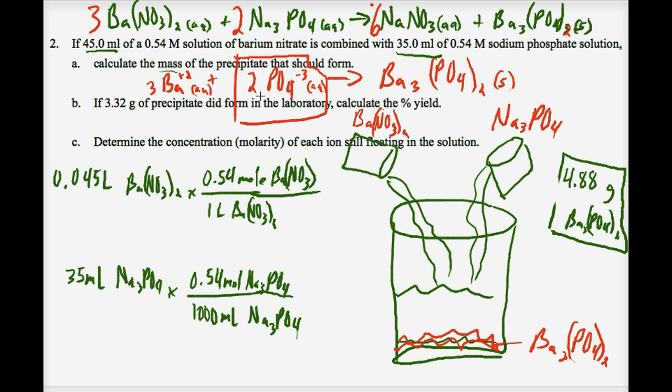We know that the phosphate is coming from sodium phosphate, and it was the excess. What that means is you're going to have leftover phosphate, and we know that the barium's coming from barium nitrate, and it's limited. Meaning you run out. You will not have any leftover barium. The barium ion is gone. It's 100% converted over to barium phosphate. The phosphate came from our excess reactant, so we have extra phosphates.